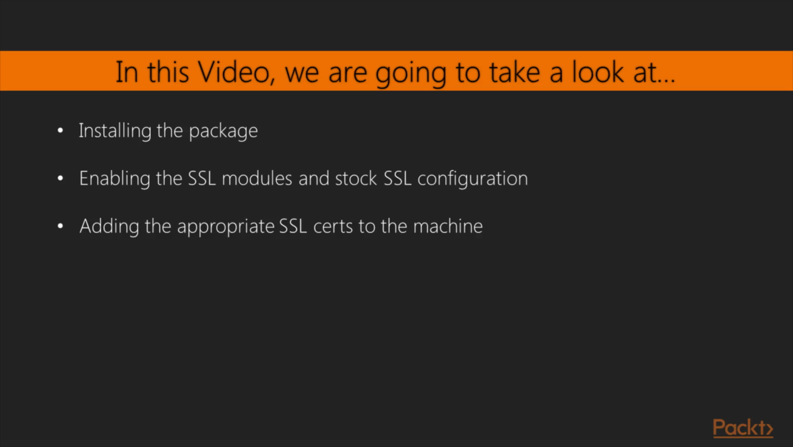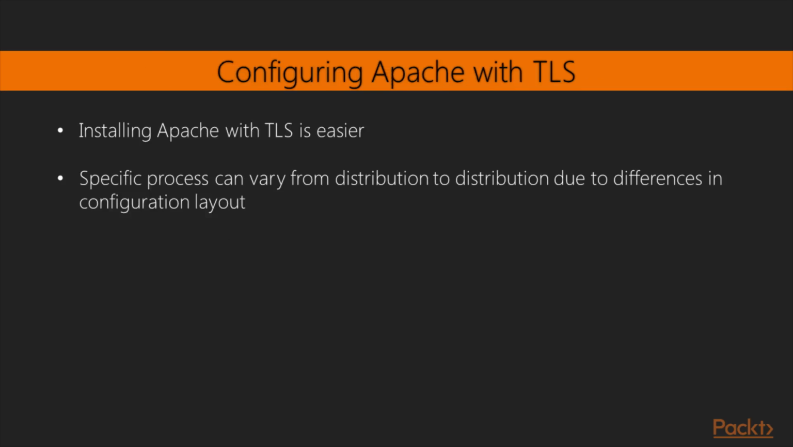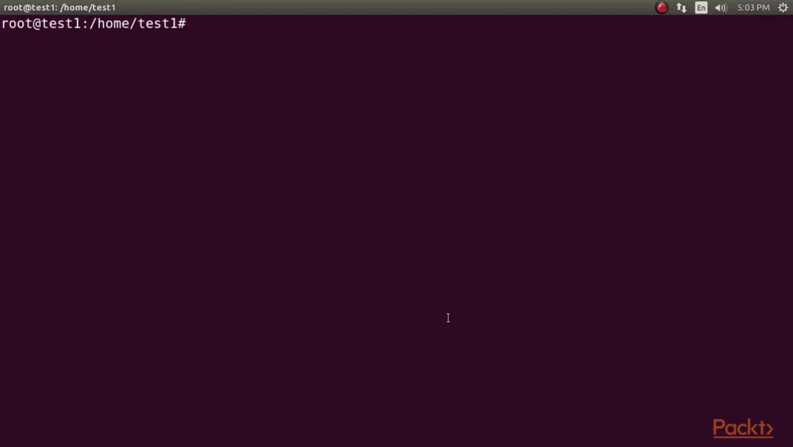In this video you'll install the package, then enable the SSL module and stock SSL configuration, and finally add the appropriate SSL certs to the machine. These days installing Apache with TLS is easier than ever, although the specific process can vary from distribution to distribution due to differences in configuration layout. Let's look at two of the current major examples. After this brief introduction, we will see how to do it.